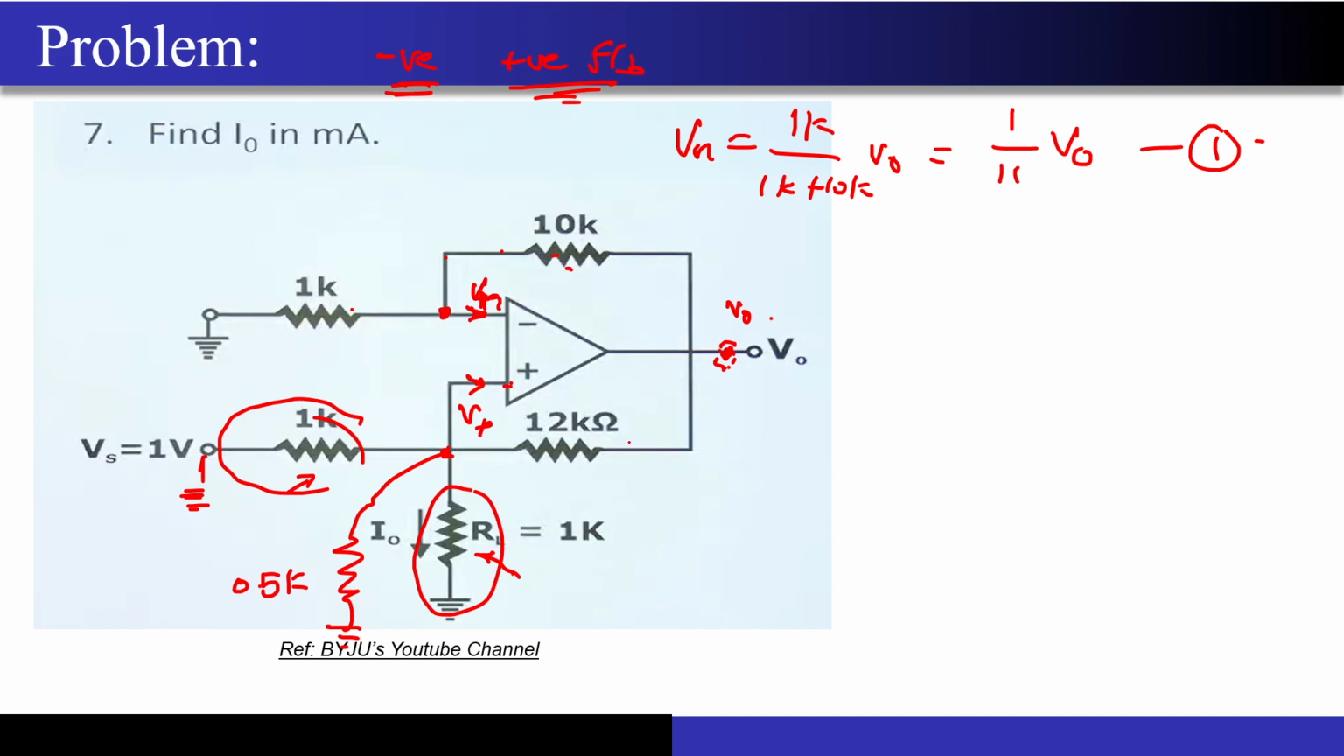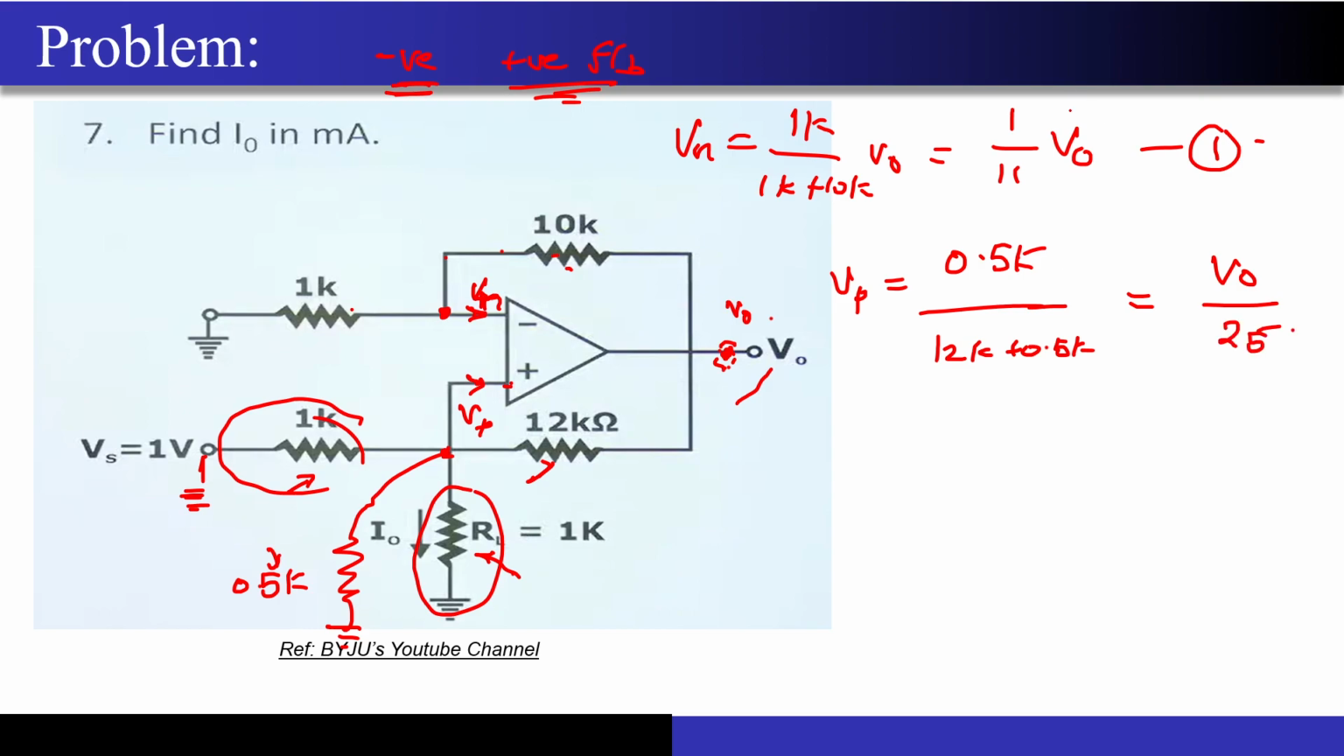Now if I do this again, I see from the output it is nothing but a resistive division between 12 kilo ohms and 0.5 kilo ohms, correct? So now VP, if I try to write, 0.5k upon 12k plus 0.5k, correct? So the VP value will come out to be around V0 upon 25, right? Now can anyone please tell me, by looking at these two values, what do you think, negative feedback is stronger or positive feedback is stronger? Negative. Negative, right? So I can definitely apply the virtual ground principle.